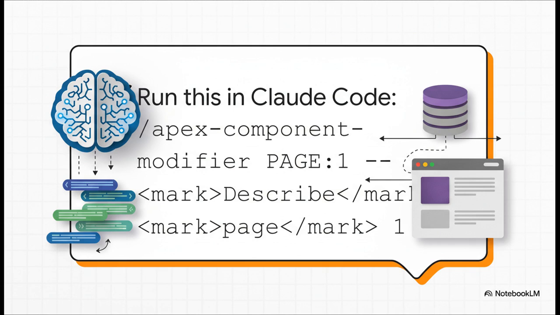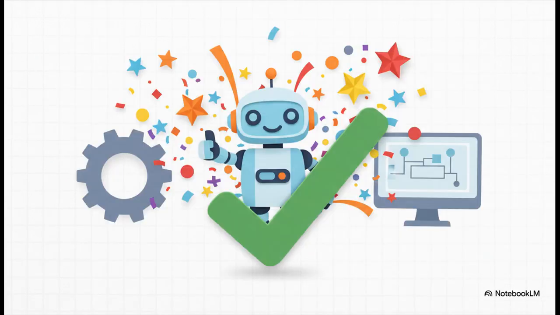If everything is set up correctly, the skill will fire up, connect to your database, pull down the page details, and then tell you all about it. And if you see a description of your page appear in the terminal, boom, you did it. Congratulations, you have officially installed your very first AI developer skill. You are now ready to start bossing around Apex with plain English.